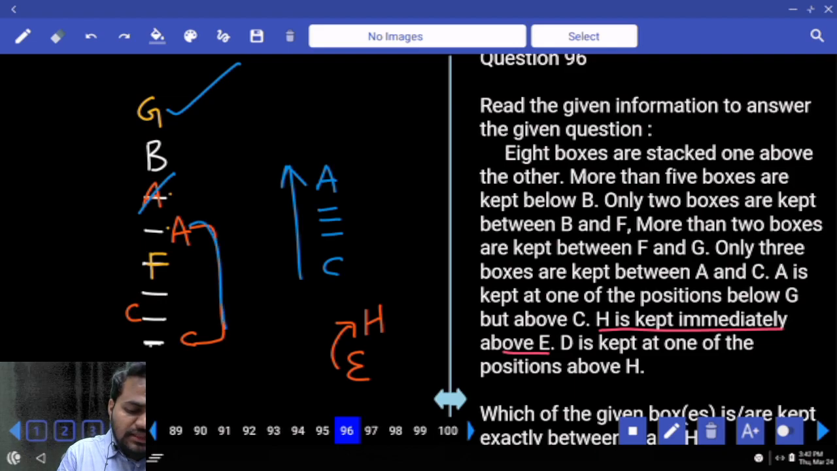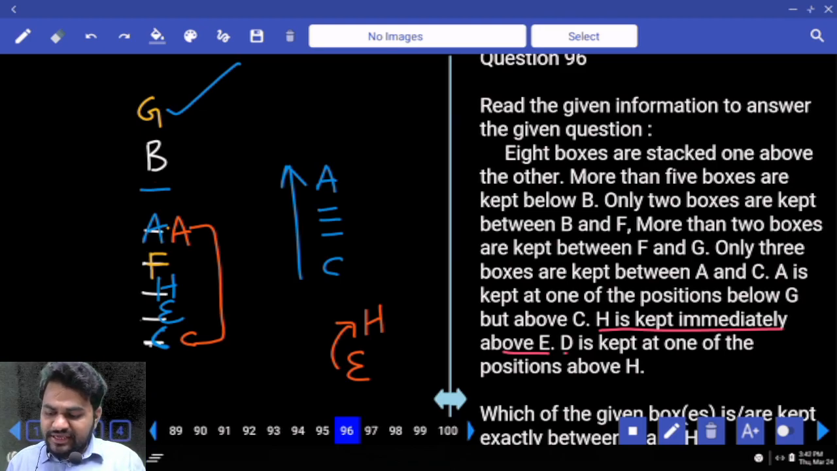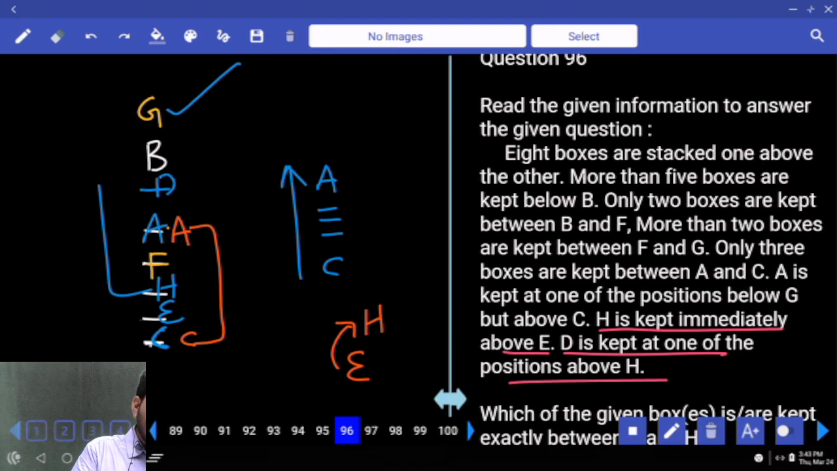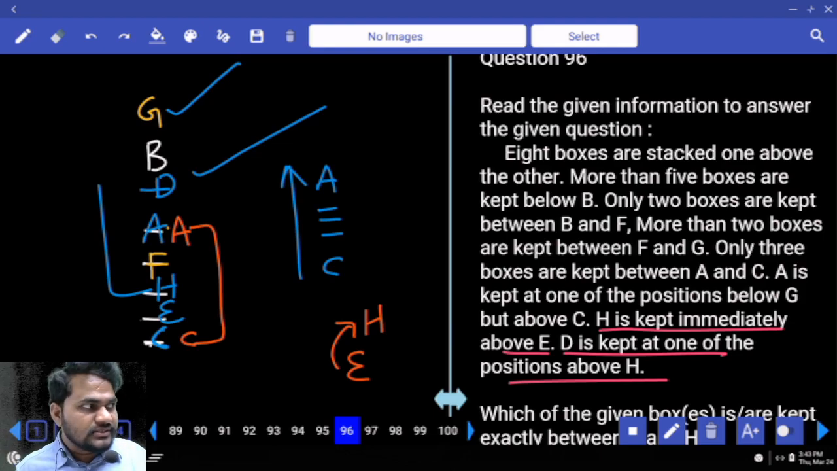Obviously these are the possible places for A and C. Right, so here it is A and then it is C. After that H and E. H is here, E is here. D is kept at one of the positions above H. One of the positions above H, it is only the place of D. That's it. Thank you.